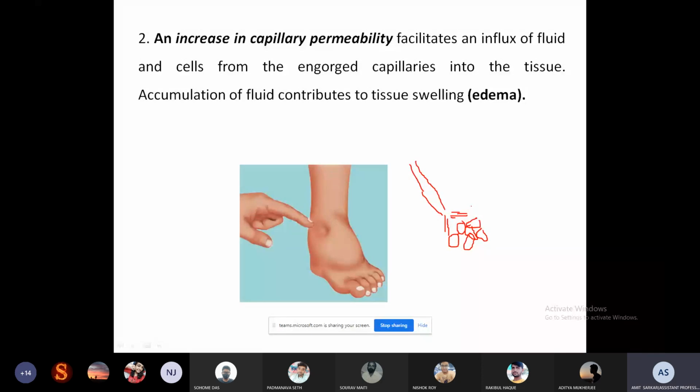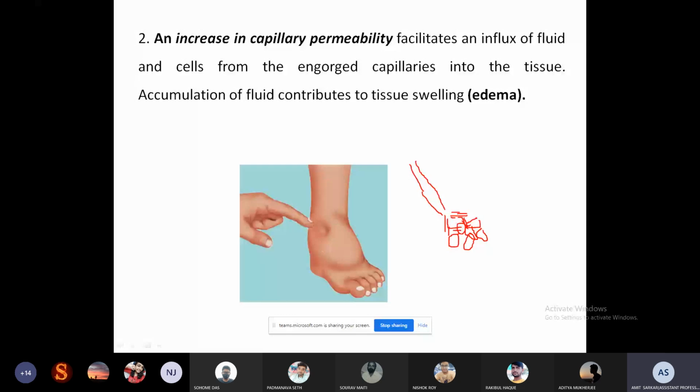Now, due to this inflammation, the capillary permeability increases. That's why lots of water enters into the tissue space, and this place swells up. If you press with your finger, you will see that it goes deep down. Usually, if you press your finger on any place of your leg or hand, it will come back. It will bounce. You cannot push it very easily. But when there's an inflammation, you can do it easily, because lots of fluid has accumulated in this area.